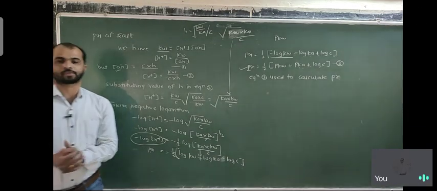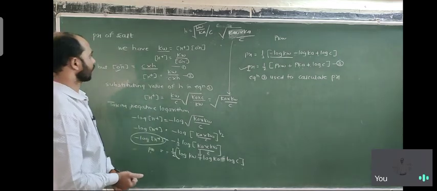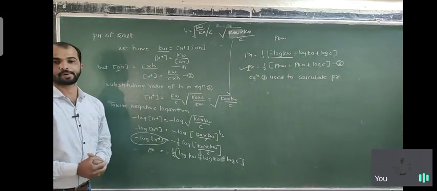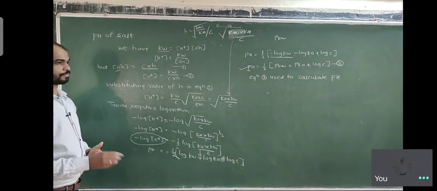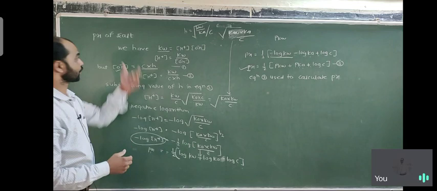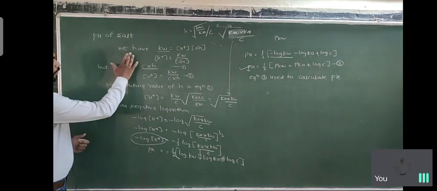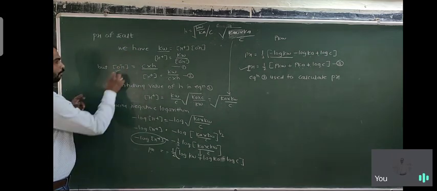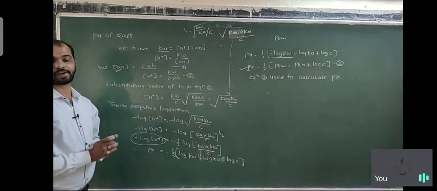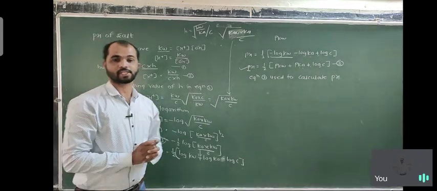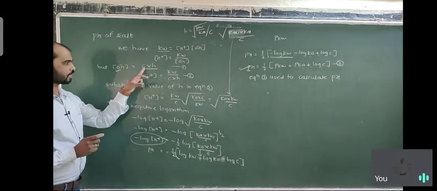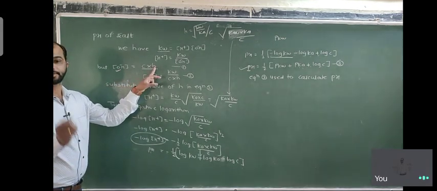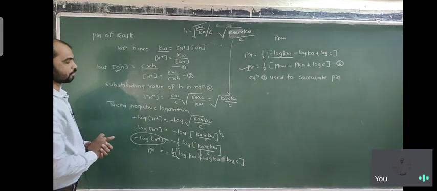Hello students, today we are going to start the remaining topic of the last point, which is the pH of the salt. So we have the value of OH. We already know the concentration of OH from the last point: the OH concentration is C into alpha. We already discussed this in the last topic.